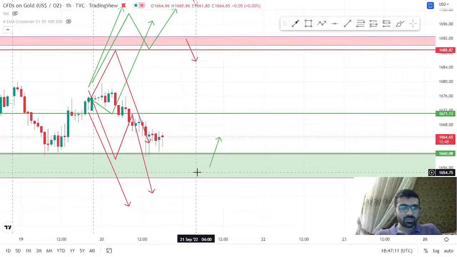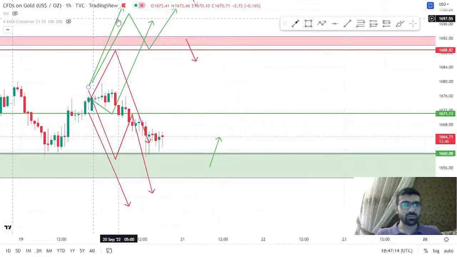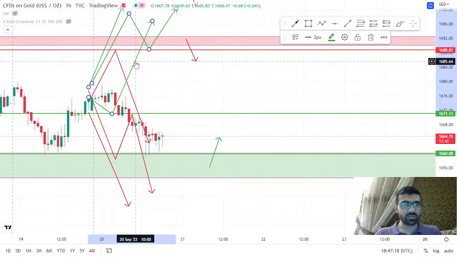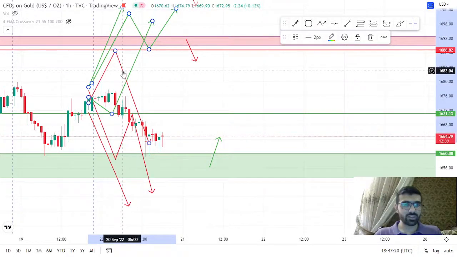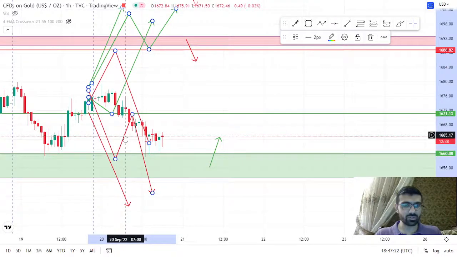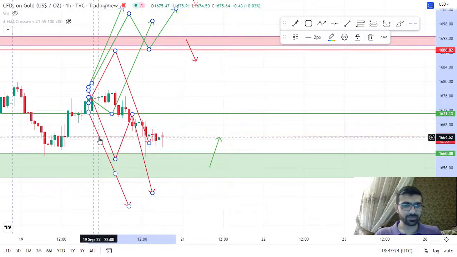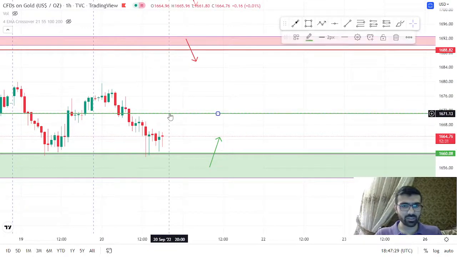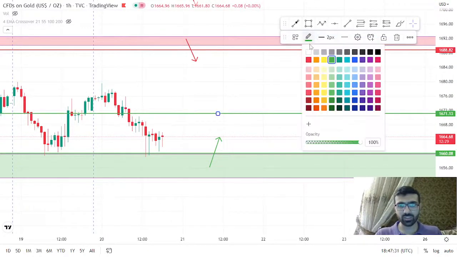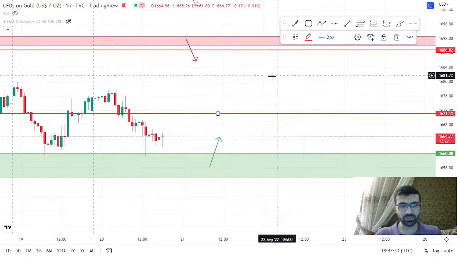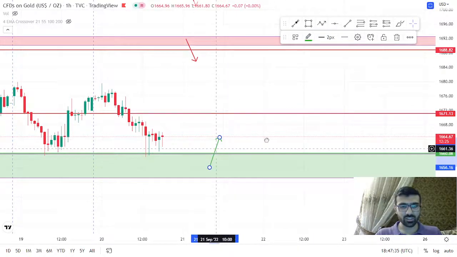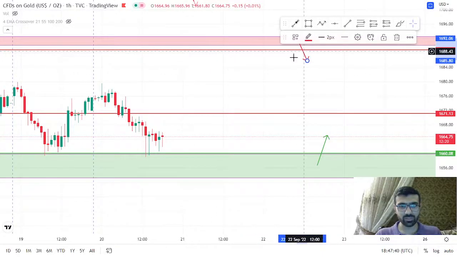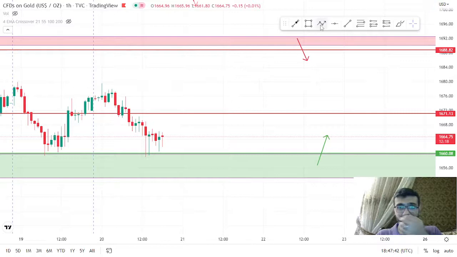Okay, so now let me remove the previous day scenarios and let me mark the fresh scenarios for you guys so we can trade this pair tomorrow as well. Okay, so now this area of support has turned into an area of resistance, and now let me move these a little further. So now how are we going to trade this pair?